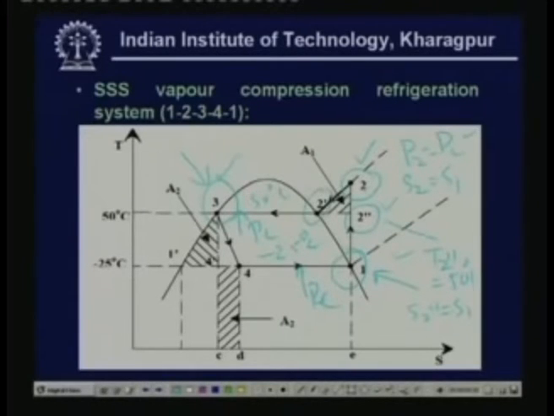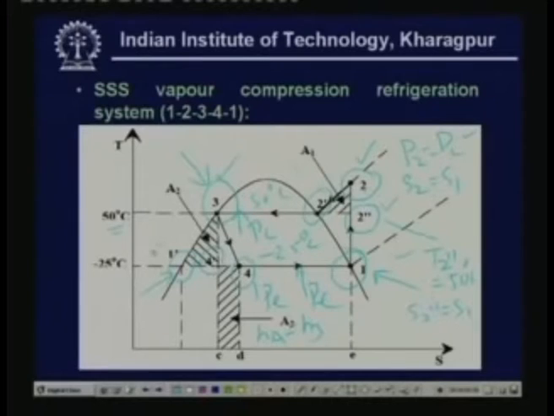And point 2 dash is nothing but saturated vapor at 50 degrees centigrade, so you can easily find the other properties. And point 1 dash is the saturated liquid at minus 25 degrees centigrade, so this point is uniquely fixed and you can find all other properties. And at point 4, you know the pressure PE, and you also know that it is an isenthalpic process. So, the enthalpy at point 4 is the same as the enthalpy at point 3, that means H4 is equal to H3, which is known. So, you again know everything about point 4, and you can find the rest of the properties.